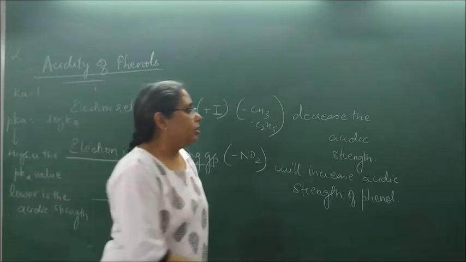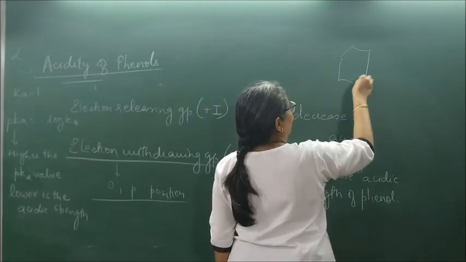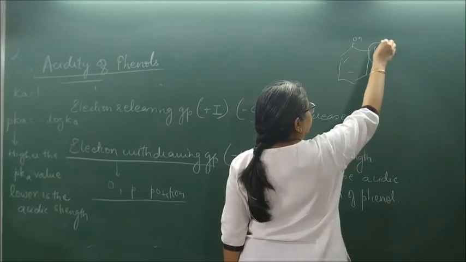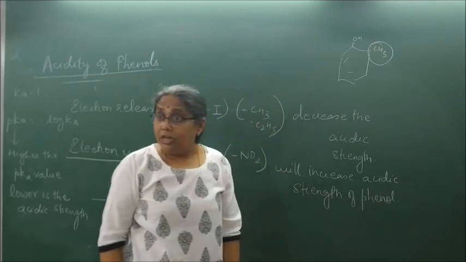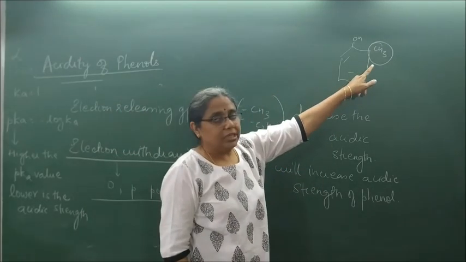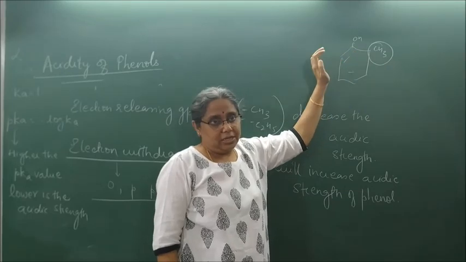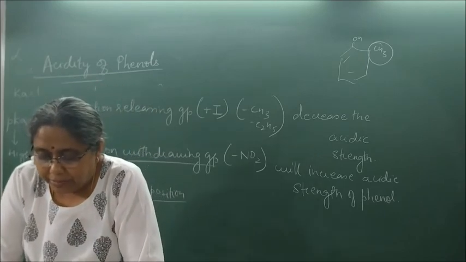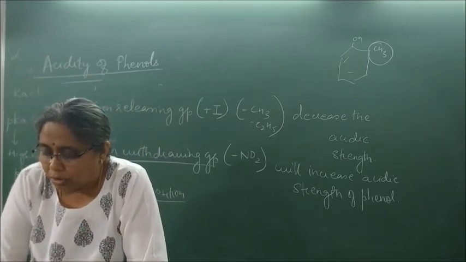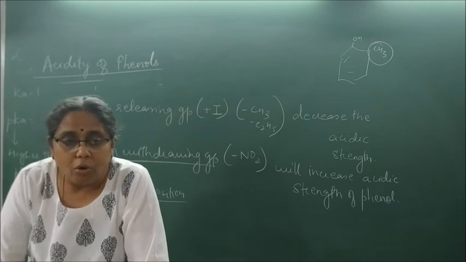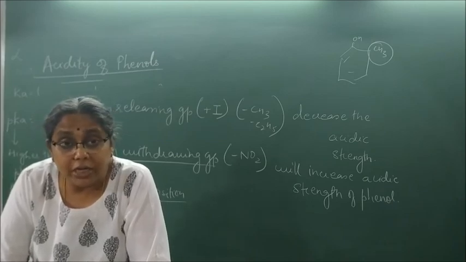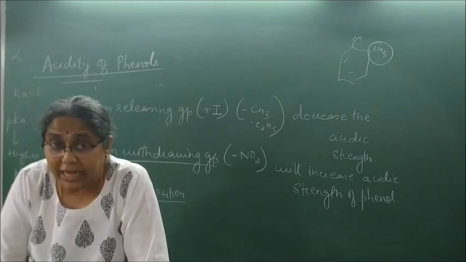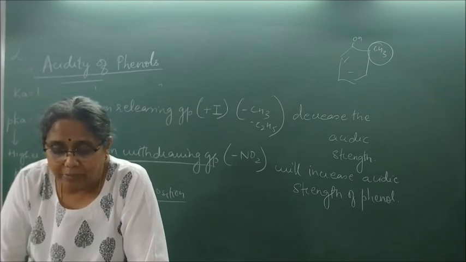Cresol is methyl phenol. Okay, cresol is methyl phenol. This methyl group is what group? Electron releasing group. An electron releasing group will decrease the acidic strength. So see the value, it is 10.2. Then meta-cresol 10.1, ortho-cresol 10.2. So all cresols are weaker acids than phenol. Phenol's pKa value is 10, whereas cresol is 10.2.